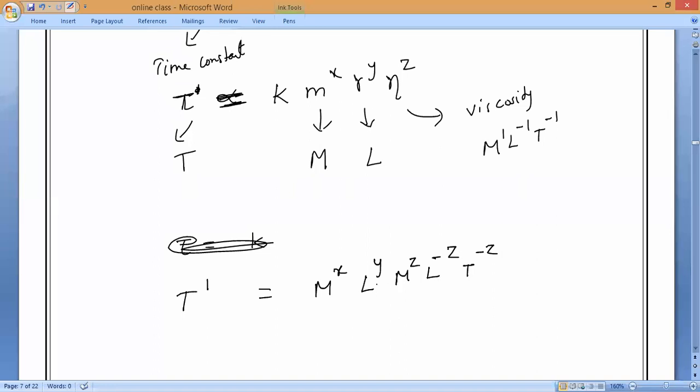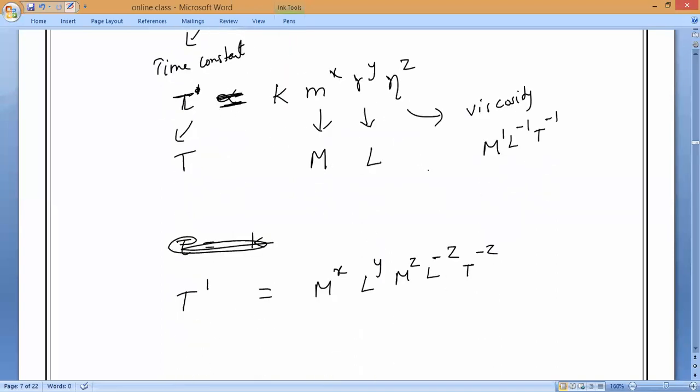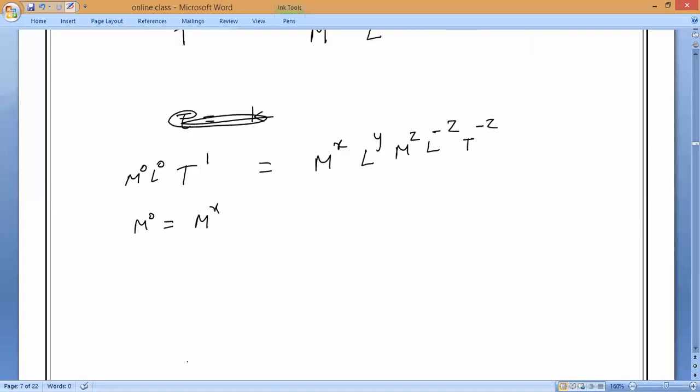I'm just writing the whole power z together, instead of writing it separately. Will you accept it or not? Now here, nothing means M power 0, L power 0. So compare it: M power 0 is equal to M power x, then the x value is 0.